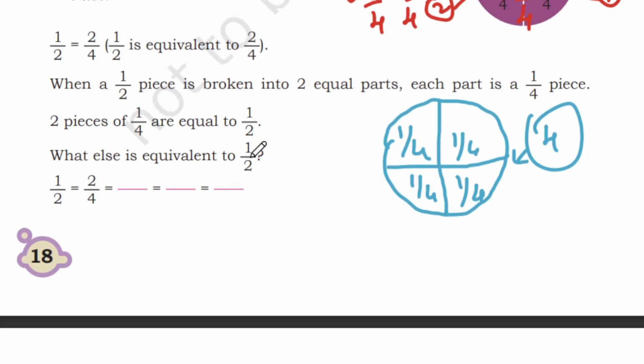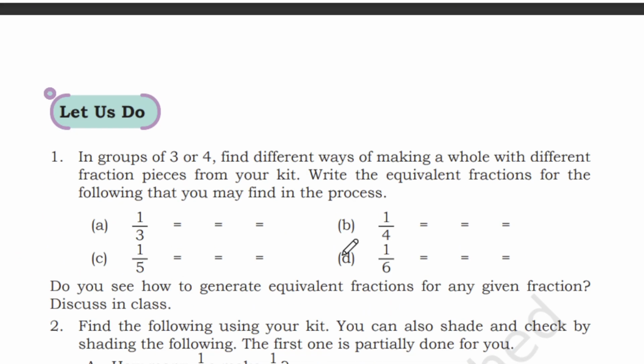So what else is equal to 1 by 2? We have 1 by 2, 2 by 4, then we have 3 by 6. The half of 6 is 3, right? So 3 by 6. What else can you write? You can write 4 by 8, or next you can write 5 by 10, half of this. Okay, these are equivalent fractions.